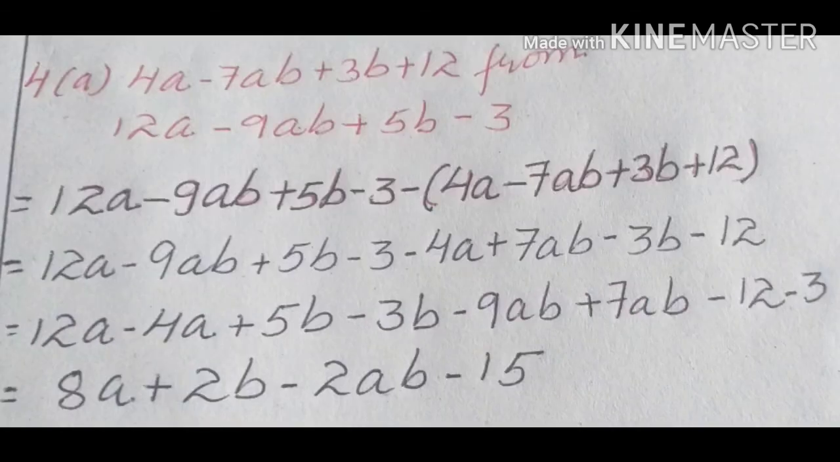Minus into plus will be minus 4A. Minus into minus, plus 7AB. Minus into plus, minus 3B. Minus into plus, minus 12. Break the bracket. Now in the next steps we have to identify the like terms.